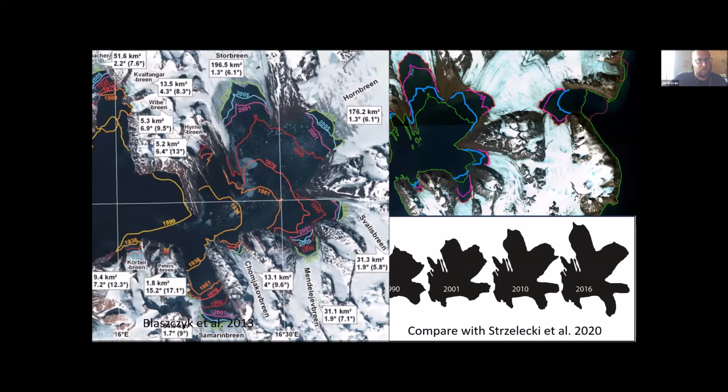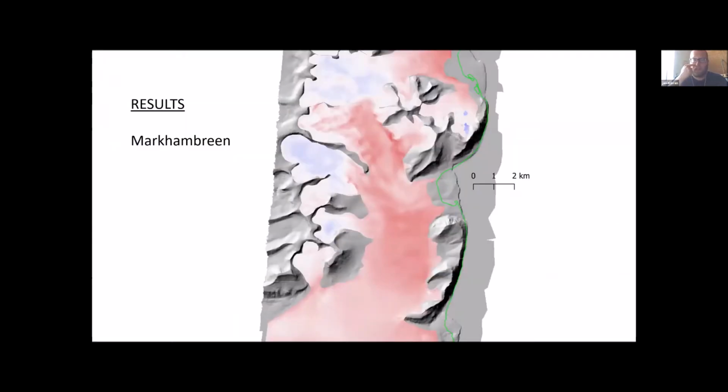It's the same picture from the work of Blavčík in 2013, and it's more or less the same, just demonstrating how fast the glaciers are retreating in this part of Svalbard. Markham-Bran is quite an interesting glacier because it has, in general, the highest loss of ice mass, especially in the northern part and also in the central part of the glacier. Only these few small parts on the western side, the high elevated parts, are not thinning.